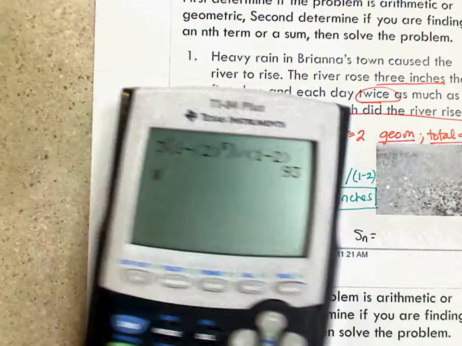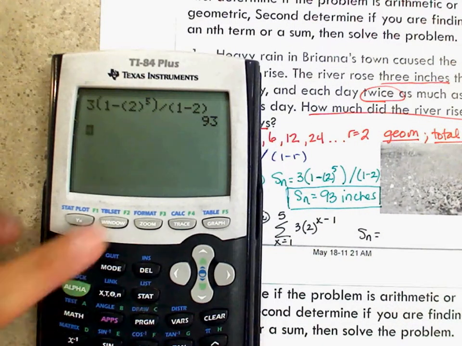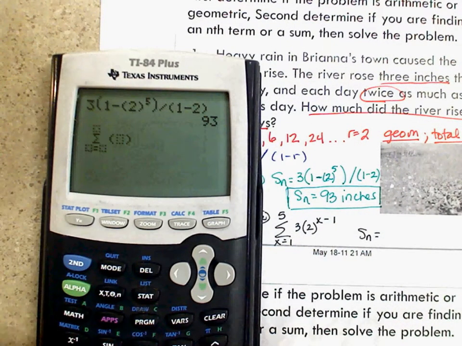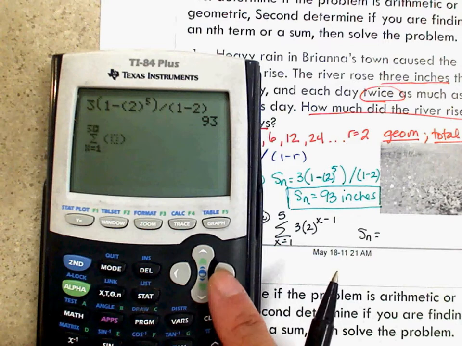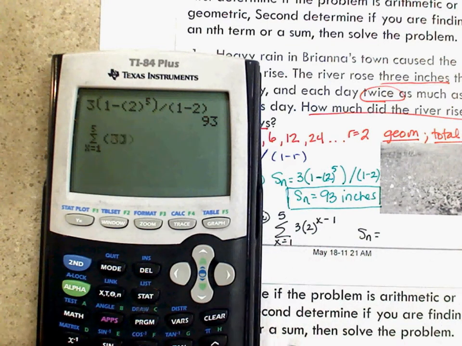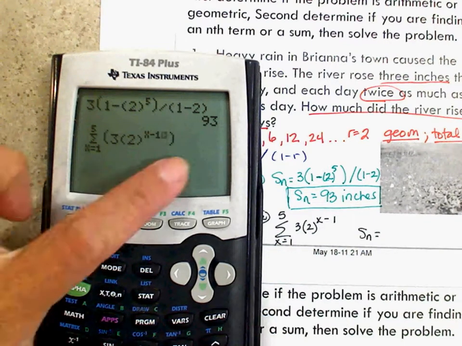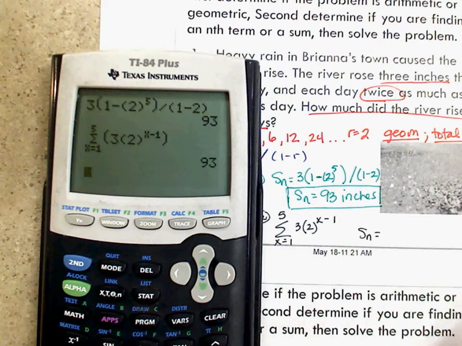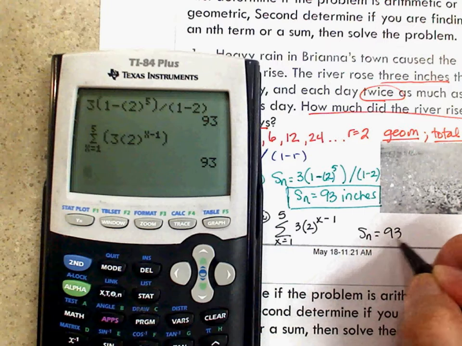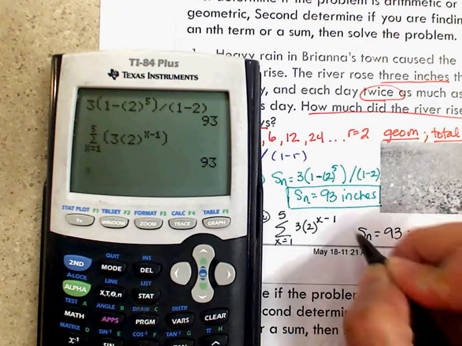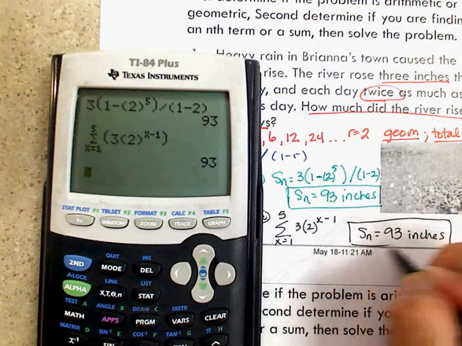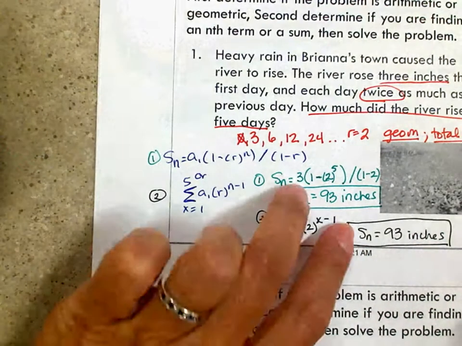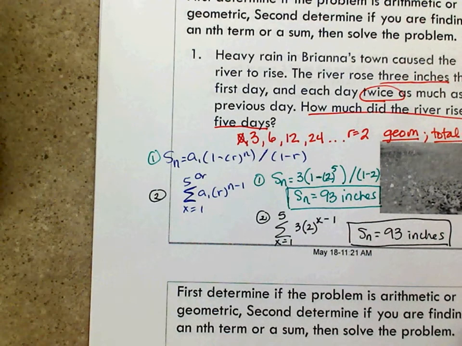Okay, alpha window, number 2, x1, right click 5. Remember, type everything you see. 3 parentheses, 2 parentheses, raised to the x minus 1. Everything should stay inside the parentheses they gave you. And that also gives you 93 inches. It does not matter which way you do it. Show me one method. You don't have to do both, but I'm showing you both to let you know it works. Okay? All right.